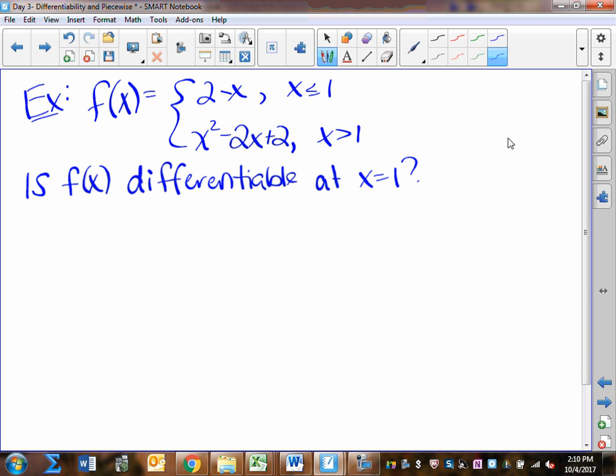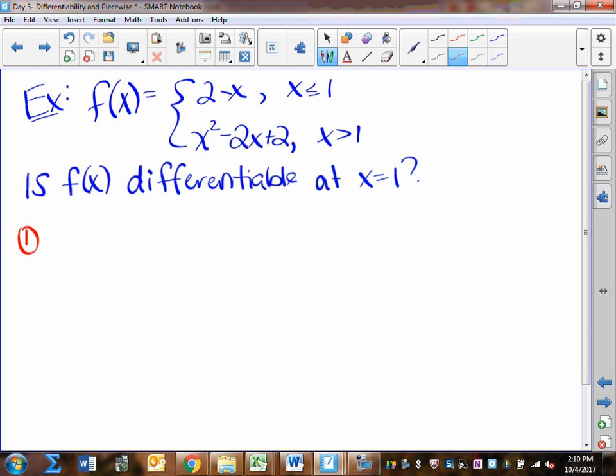Okay, so again, we're working with the piecewise function. We know how to take derivatives of piecewise functions. But we need to first check: is my original function continuous, and is my derivative continuous? Alright, so let's start off by looking at f of x.